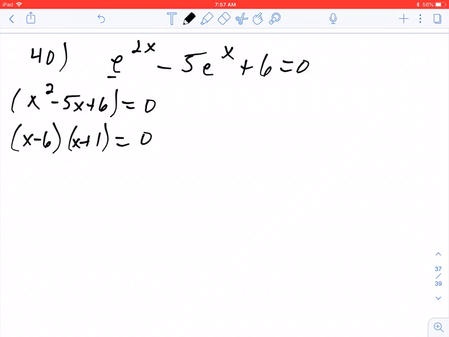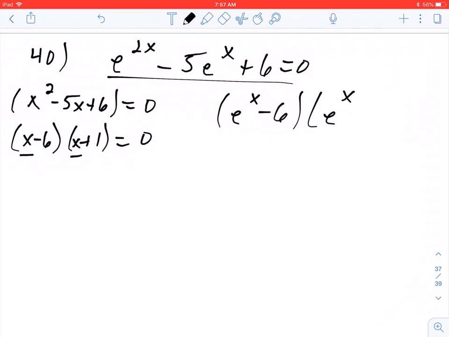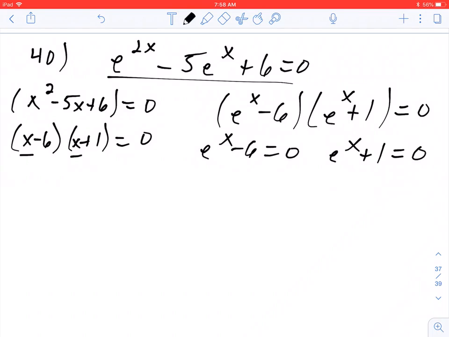And so this right here is going to factor very similar, but instead of the x, that is actually going to be e to the x. So this x right here and this x right here are going to get e to the x substituted in for them. So it becomes e to the x minus 6, e to the x plus 1 equals 0. And now from there, each of these gets set equal to 0. So e to the x equals -1, and e to the x equals 6.